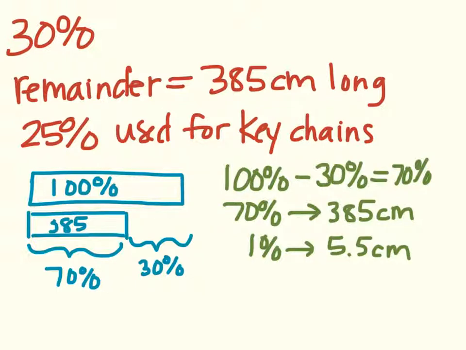Finally, we want to know what the 100% of the chain was that we began with, right? So we're going to take 100% times 5.5 centimeters that represents our 1% and get 550 centimeters. So the original length of the chain was 550 centimeters. Now let's move on to the second part of the question.